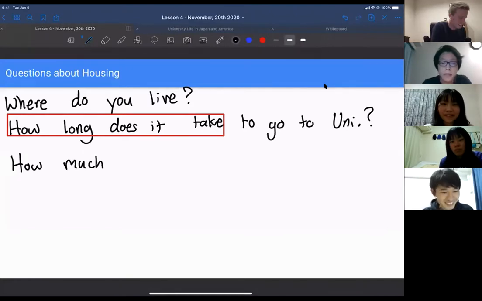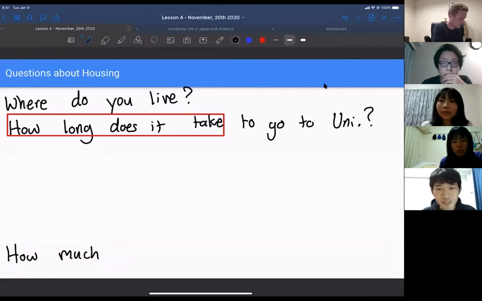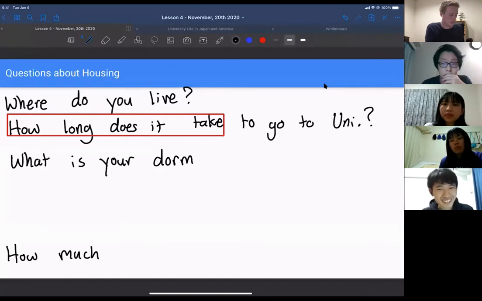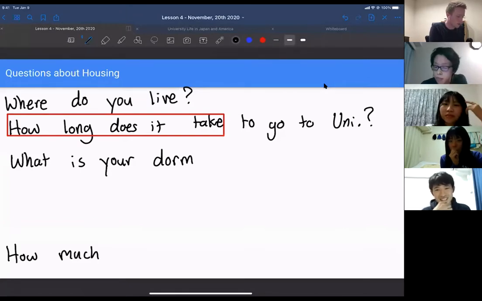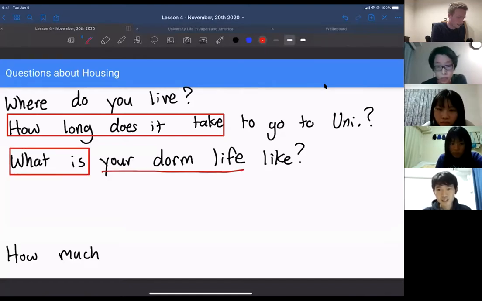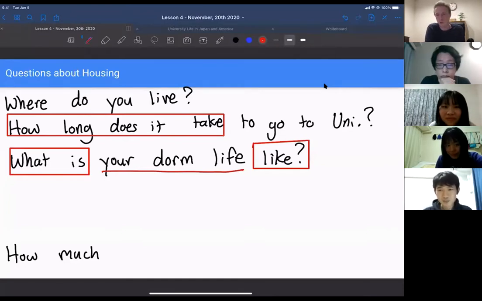Oh, Shingo, go ahead. Sorry. What is your dormitory life? Yeah, go ahead, try. I'll help you. What your dormitory life is like? Yeah. What is your dormitory life like? Yeah. This is also good grammar. You can say, what is something like? What is your dormitory life like?